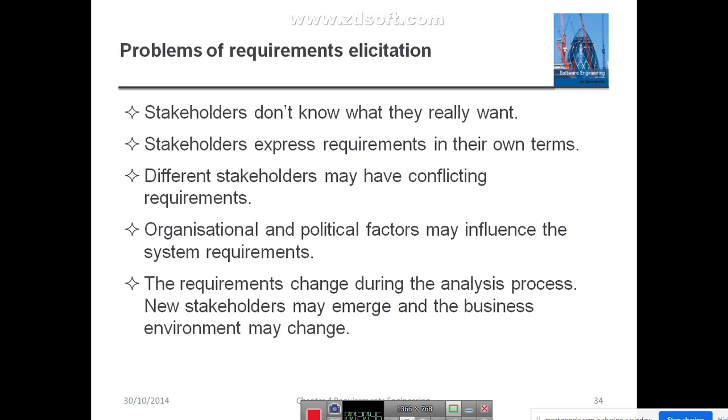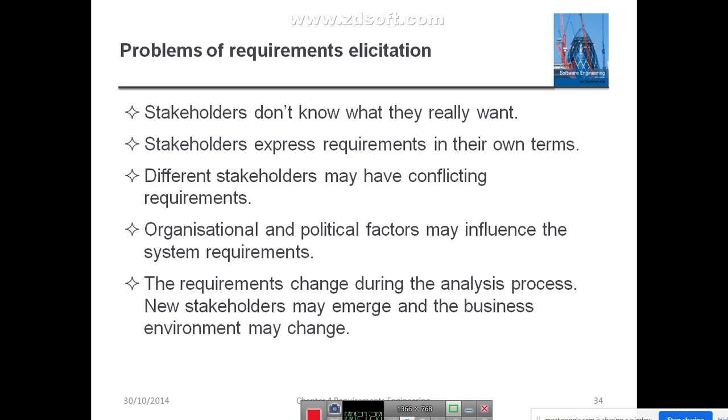Then the different stakeholders may have conflicting requirements. Then the organizational and political factors may influence the system requirements, because you need to follow some organizational policies and procedures. Whenever that organization is developing the requirements, you need to follow its policies and procedures. That is also going to influence the system requirements. The requirements may change during the analysis process, and new stakeholders may emerge.